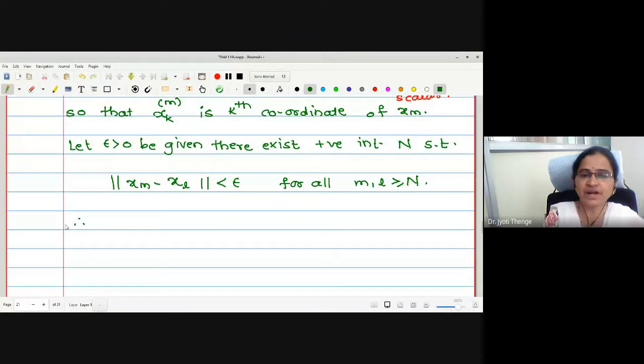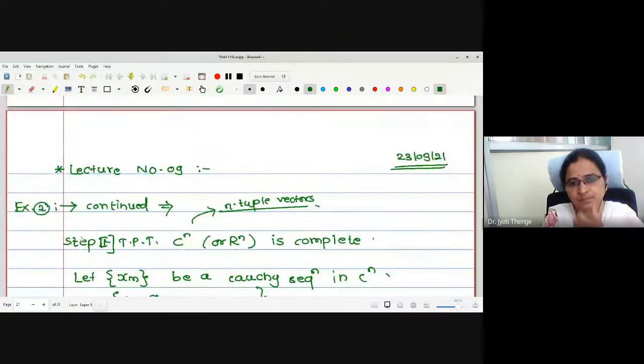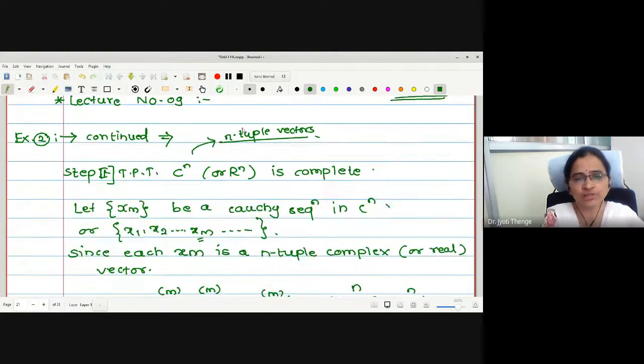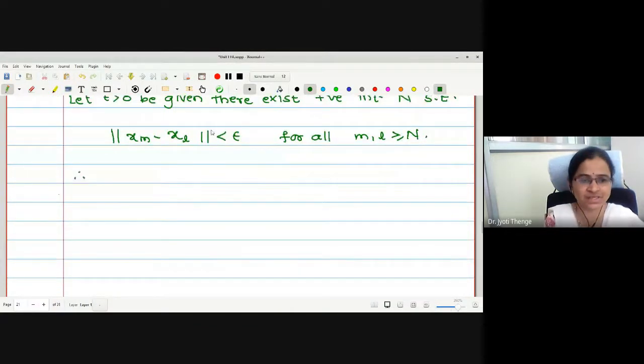Now, the definition of the norm: norm x is summation i equals 1 to n of mod xi square, whole thing raised to half. This definition is under a root. Therefore, let me square both the sides so that the calculation will be easier. Therefore, can I write norm square of xm minus xl is less than epsilon square?